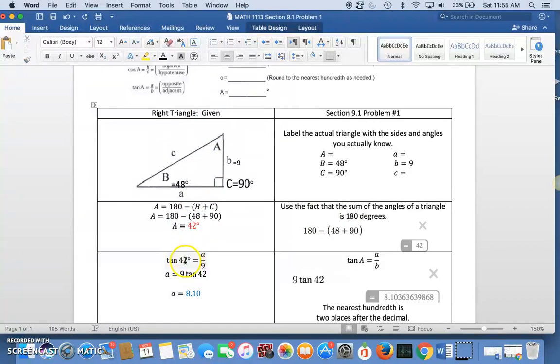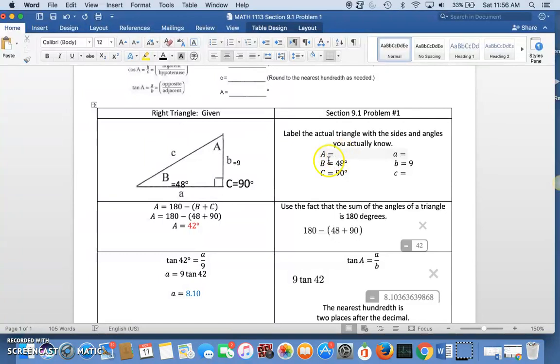So tangent, angle A was 42, side A, represent it with an A, and side B is 9. It's usually easier if the variable's in the top than in the bottom. You could have said tangent of 48 was B over A, but that would have put your A in the bottom. It's easier for it to be in the top. Cross multiply, and you have A by itself. Go to your calculator, put this in, and it wants it to the nearest hundredth. The nearest hundredth is 2 decimal places, so that would be 8.10.